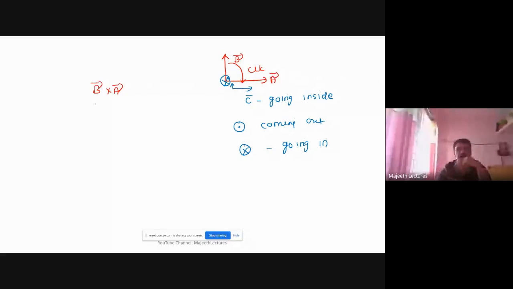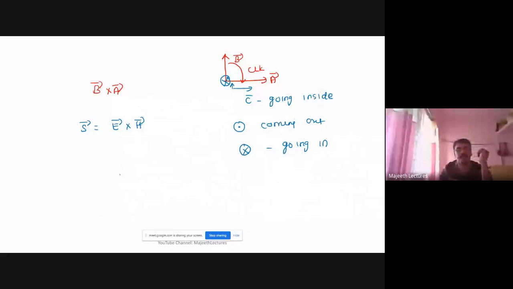So here the resultant vector goes towards the screen, goes inside the screen. That is, it is perpendicular to both A and B. A is in direction, C is going inside the screen. Now we come to our power flow. S is equal to E cross H.